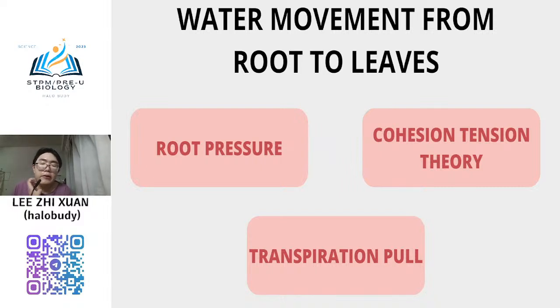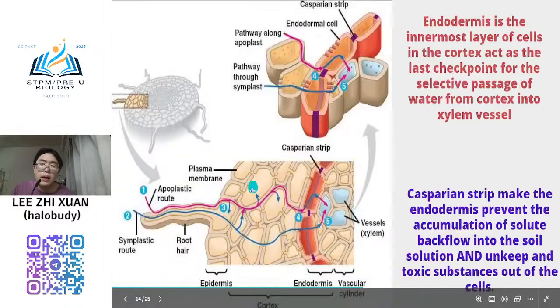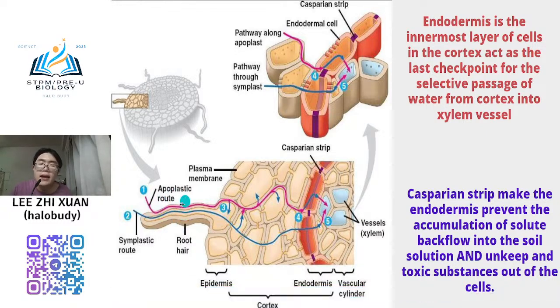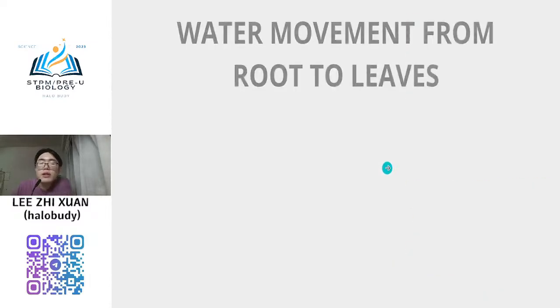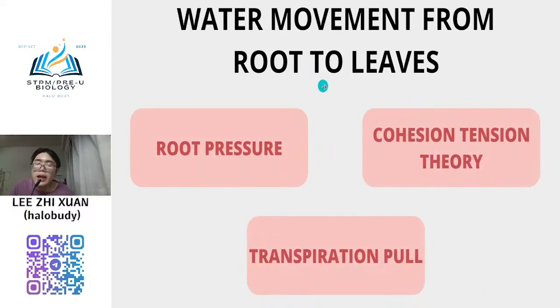Okay, just now we already learned about the absorption of water by root cell. Firstly we learned about water absorption, how the root hair absorbs water from the soil. And secondly, we learned about the movement of water from the root hair into the root xylem vessel. Now we need to learn about how the water can be transported from the root to the leaf.